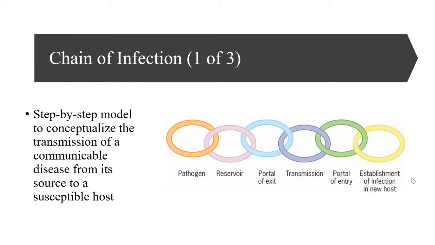So if we're talking about the common cold, the pathogen is the cold virus. Let's say it's living in me, so the reservoir is me. And then the portal of exit, if I cough, I am releasing that virus into the air or onto a desk or something like that. The transmission is, how does that now leave my body and enter somebody else's body? So how is that transmitted? The portal of entry in a new person is how that virus or bacteria gets in the new person, and then the establishment of infection, the new host. The new host gets sick from that infection.